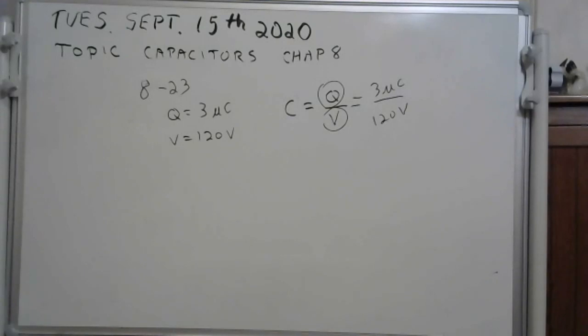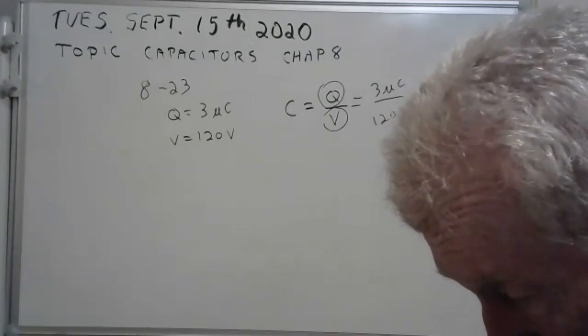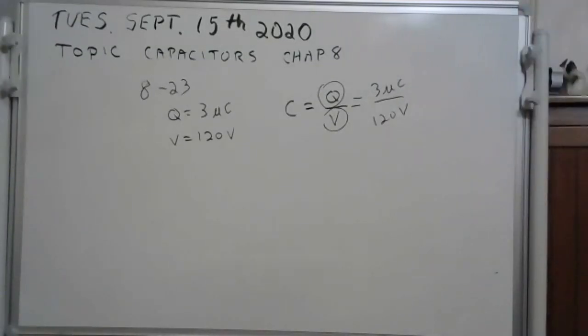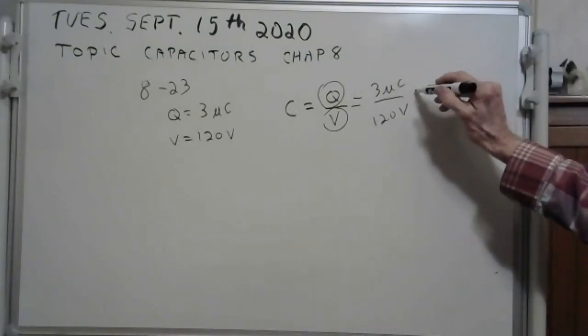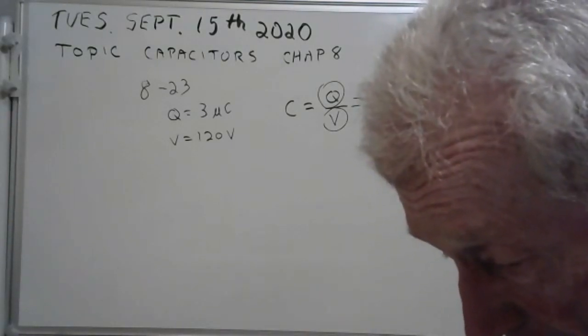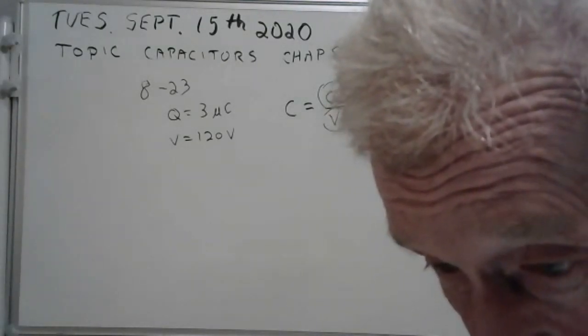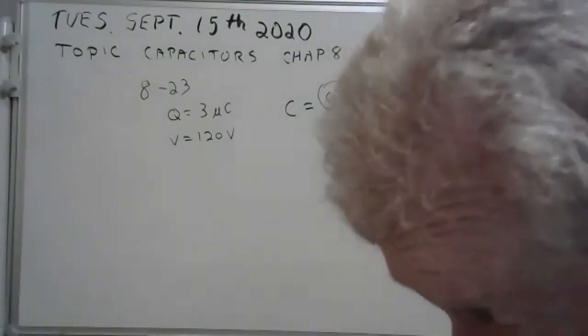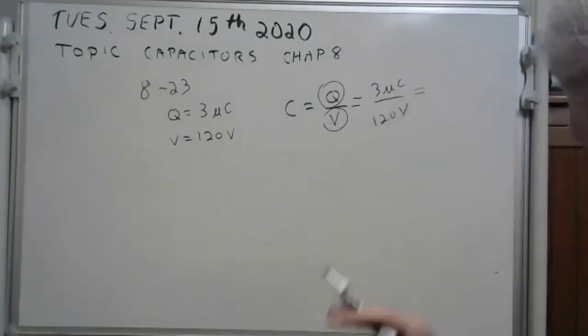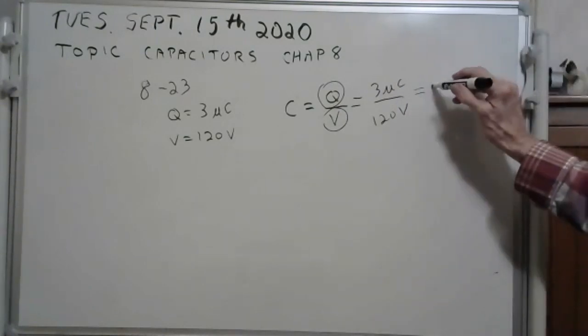I have a question. Yeah, go ahead. When you work this one and you have the 3 over 120, do you still do the 3 times 10 to the negative 6th? Yes, absolutely. Okay, I got my answer. What did you get? Now who was that I just talked to? Christy? Christy, did you get the answer yet? Yeah, I got 2.5 times 10 to the negative 8.